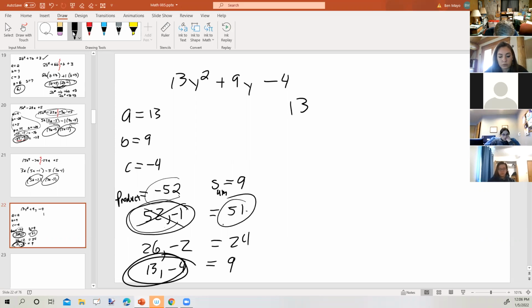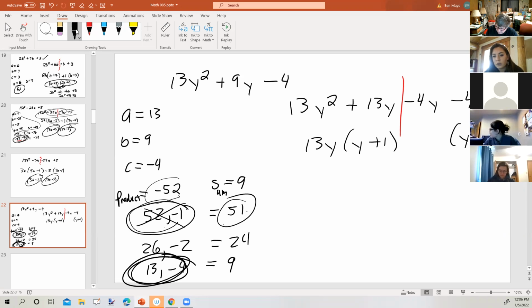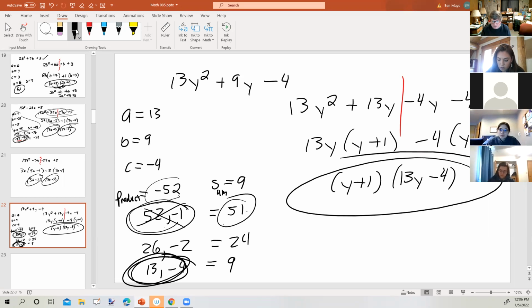So now I'm going to take my original and split up the middle term into two terms whose coefficients are 13 and -4. So 9y becomes 13y and -4y. Okay? Leah, you all right with that? Yeah. Okay. Factoring by grouping. Greatest common factor of the first two terms, 13y, leftovers y plus 1, leftovers y plus 1. What goes out in front? -4. Greatest common factor, y plus 1, leftovers 13y -4, bada boom, bada bing.